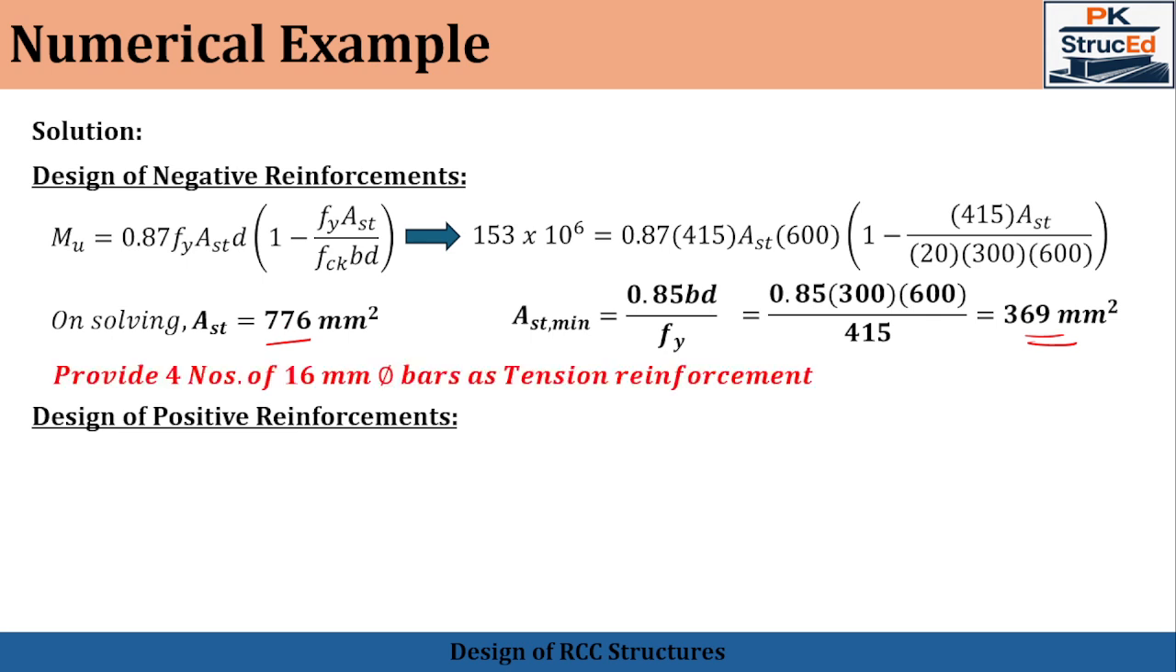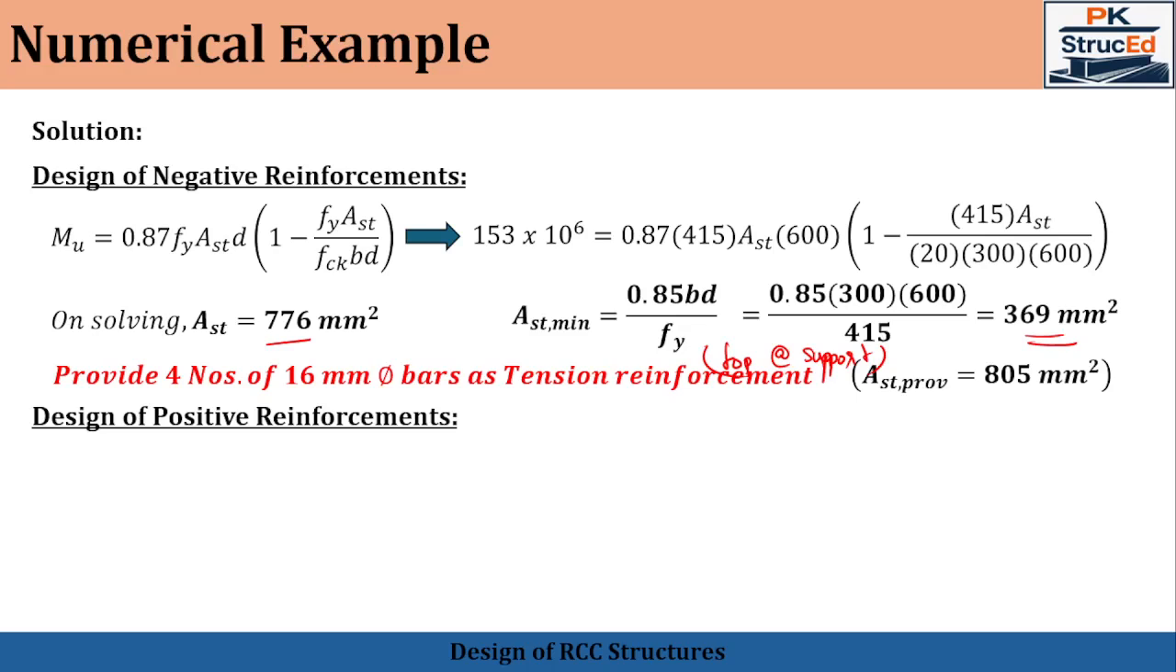Therefore, providing 4 numbers of 16 mm dia bars as the tension reinforcement that will be provided at the top at the support section, since it is the negative bending moment, the Ast provided comes as 805 mm squared. So this negative reinforcement is very critical for safety in continuous beams.